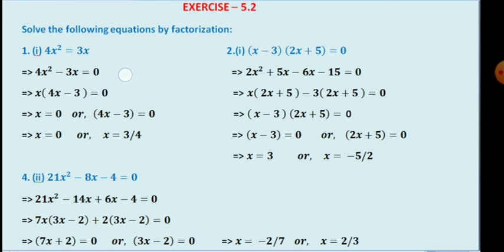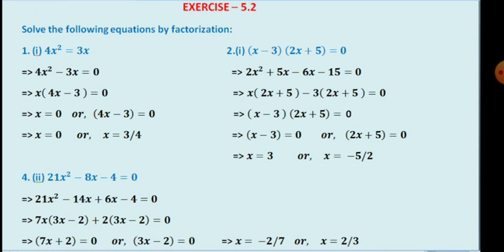Now both these terms have x, so we can take x common. So what is left is x into 4x minus 3, that is equal to 0. So we can write either x equals 0 or 4x minus 3 equals 0. Therefore, the value of x is 0 or the value of x is equal to 3 by 4.